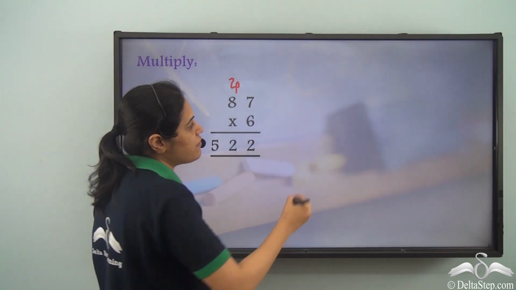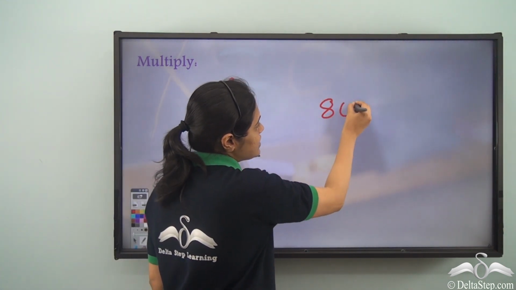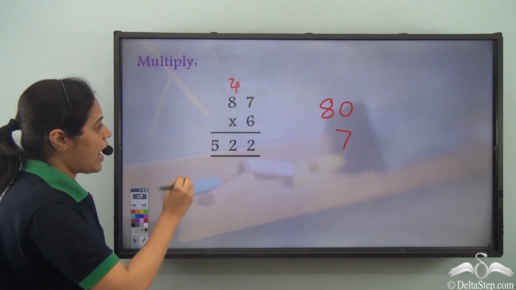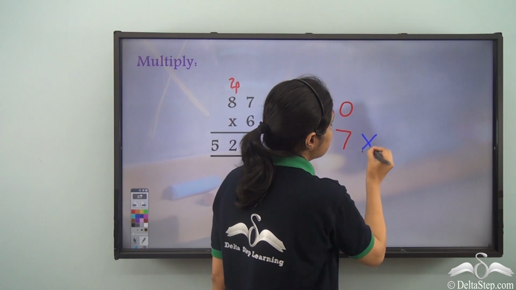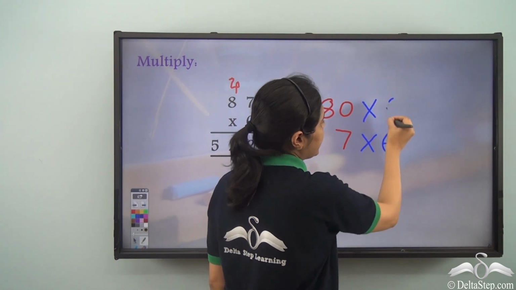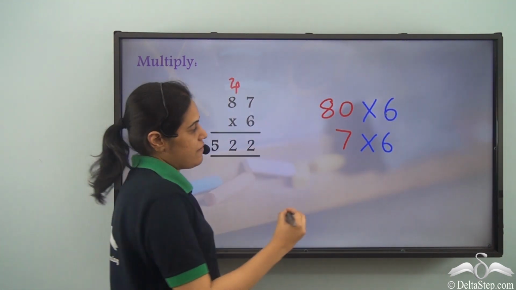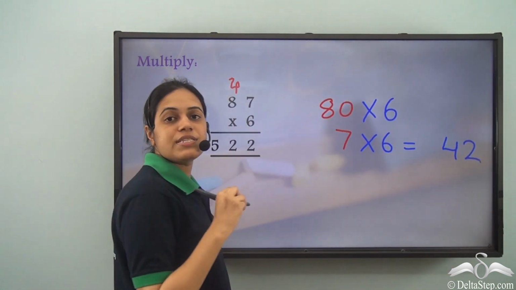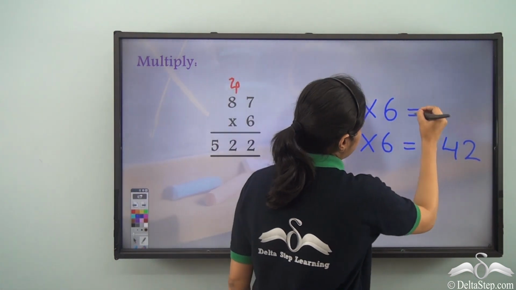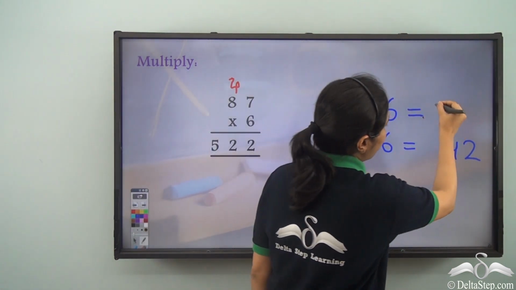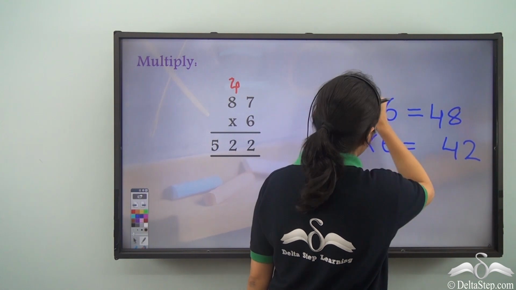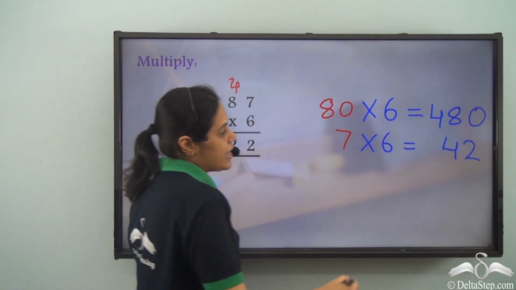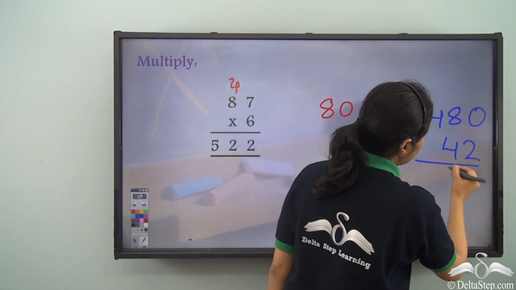Now let us cross verify. 87 is 80 plus 7 and I need to multiply by 6. So 7 into 6 is 42. What is 80 into 6? 8 into 6 is 48 and I have 1 0. So I put 1 0 at the end and I add these two.